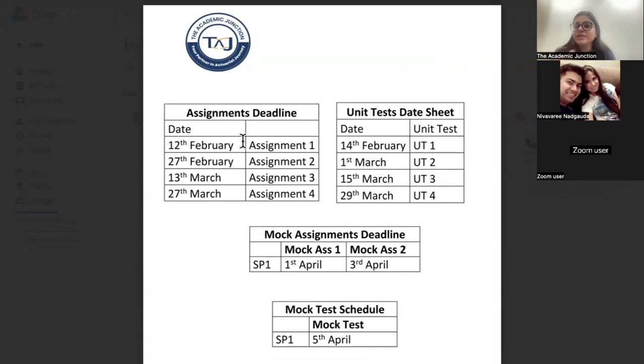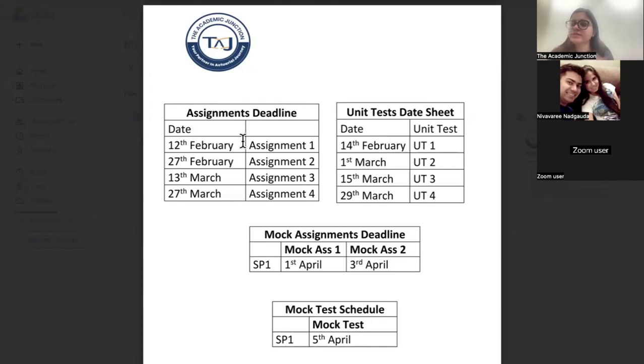The unit 2 assignment deadline is 27 February, and the unit 1 assignment deadline is 12 February. So that means by this date solutions will be uploaded, but if you have completed the assignment, you can submit that before as well. So by 12th February, you should be done with everything of unit 1. By 27th February, everything of unit 2. And on 14th February, we have UT1. 1st March, we have UT2.